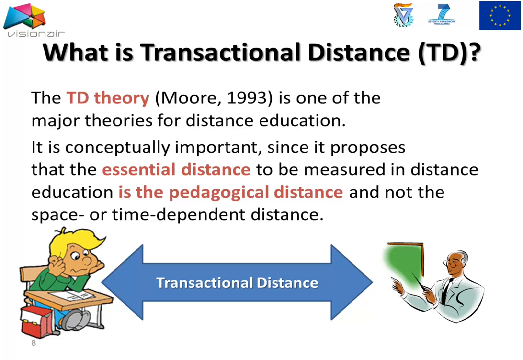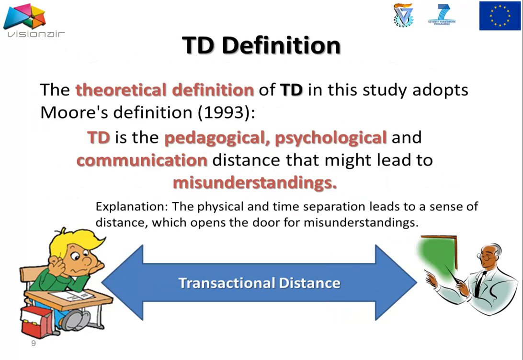So, transactional distance, first, is a very famous theory in distance education. And it's conceptually important since it focuses on the pedagogical distance and not on the spatial or time distance, as most people think is important in distance education, but it's not just distance education. It's even in a regular classroom or in front of people when you try to explain something.